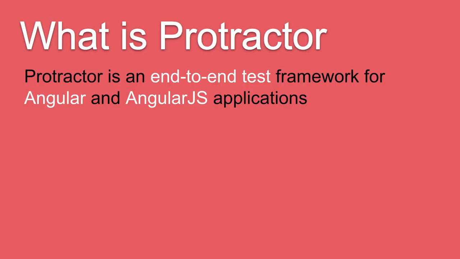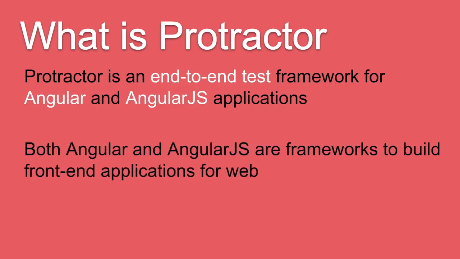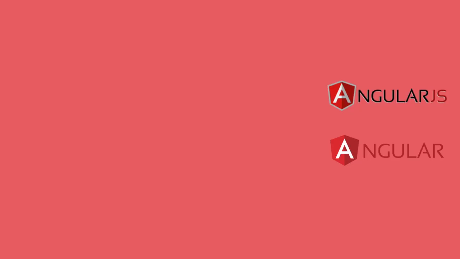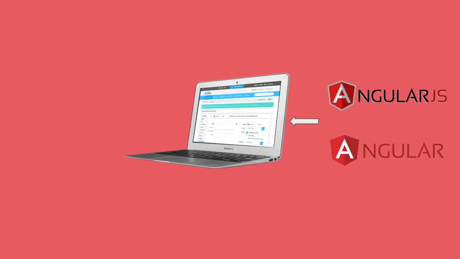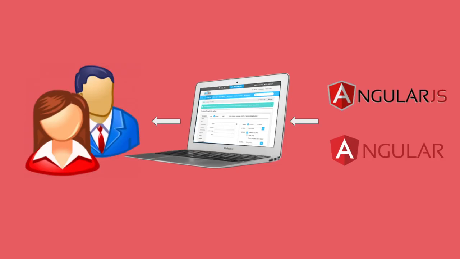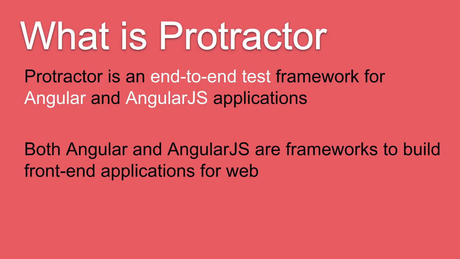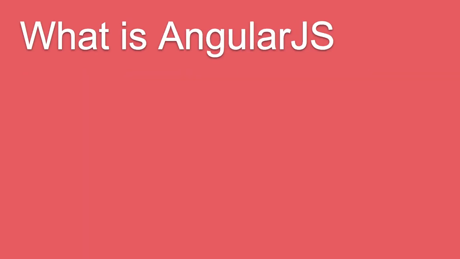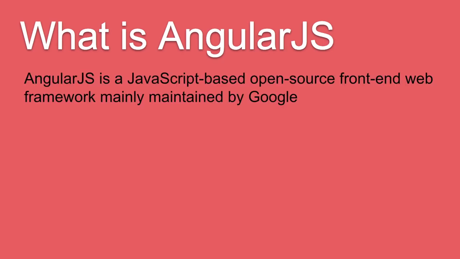Now it is for Angular and AngularJS applications. Both of these are frameworks that are used to build front-end web applications. If I show you in a very simple way, these are frameworks behind web applications, which are user-facing applications. So both AngularJS and Angular are frameworks for creating these web applications. So now we know this. If I again go and talk about Angular and AngularJS, let us see what exactly is AngularJS.